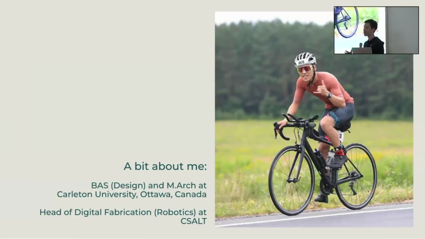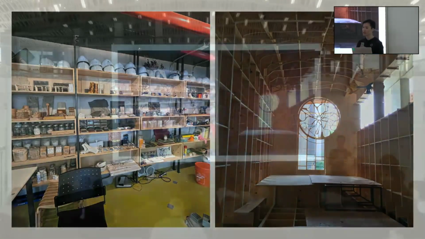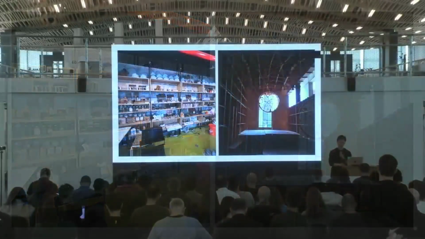I come from a pretty traditional architecture background, having done my bachelor's and master's in architectural design, both at Carleton University. And I work at a lab called CSALT, where there's two main focuses of the lab, materiality and fabrication, but focusing on the fabrication side for this talk. When I first started at the lab, in my fourth year of my undergrad, we had two pretty basic fabrication tools, a 3-axis CNC milling machine and a 3-axis ceramic 3D printer.